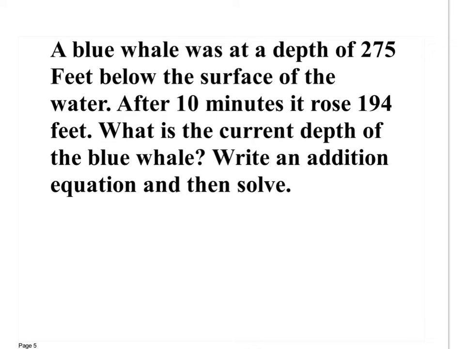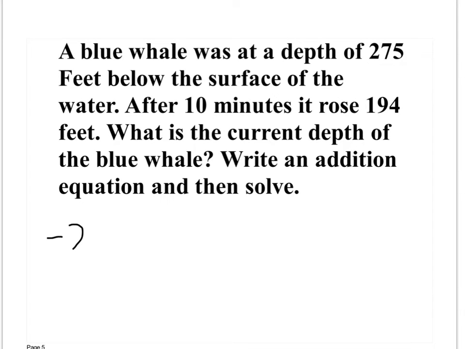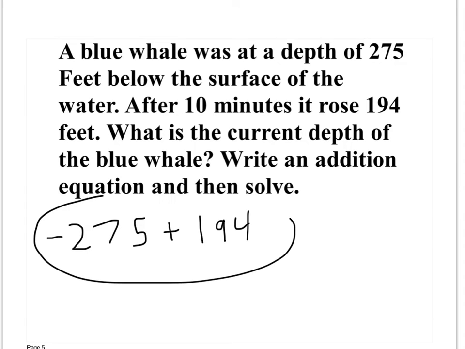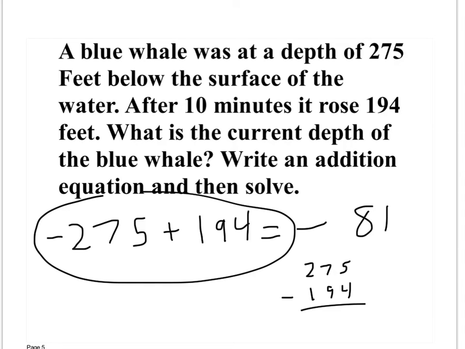So what is his depth first? Negative 275. We treat the surface of the water as 0. Anything above is positive, anything below it is negative. He goes up 194 feet. So how do we write that? Add 194. This is my addition equation. This is my answer. Then it says solve. So what I do is I know my answer has to be negative, and I do 275 minus 194, which is 81. So my answer is negative 81.